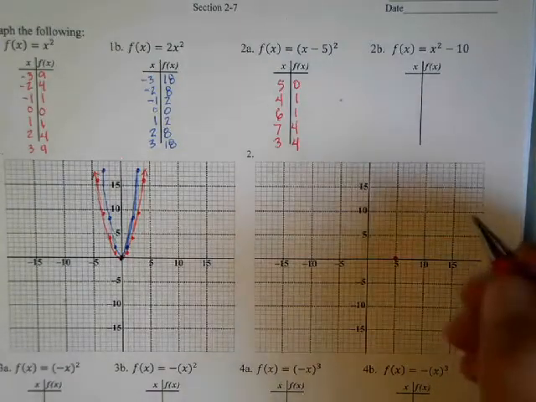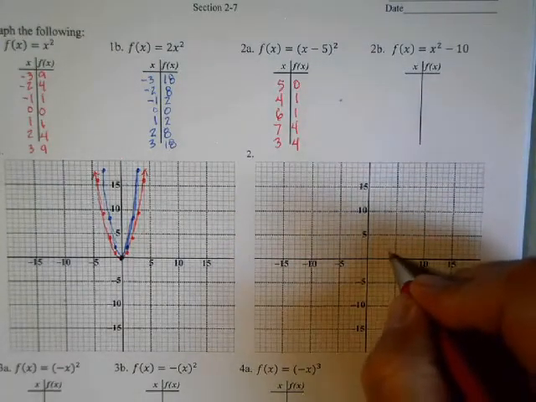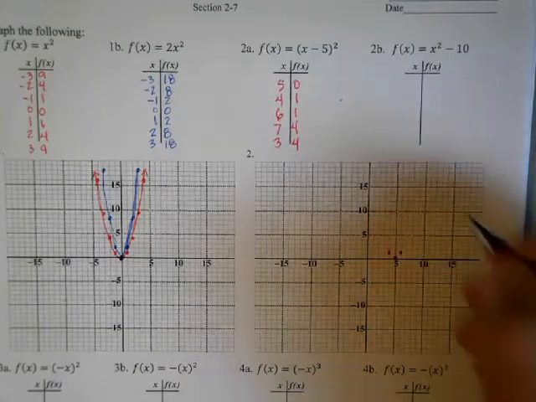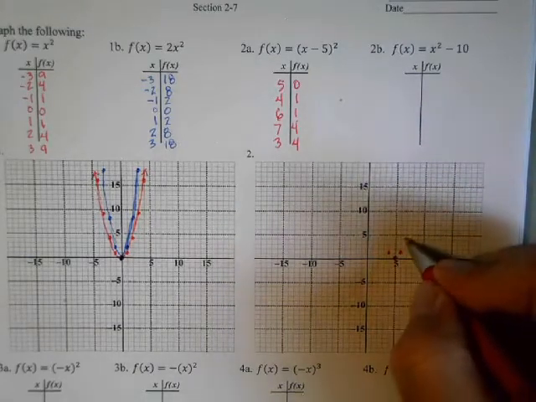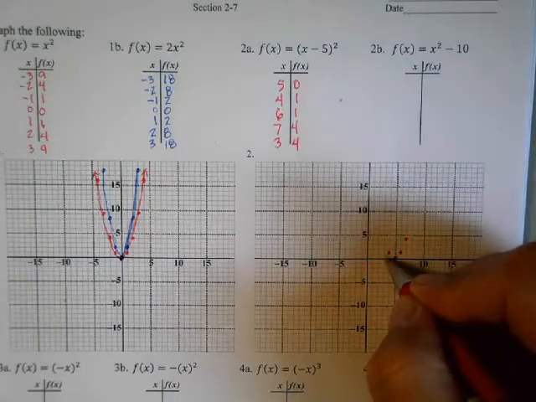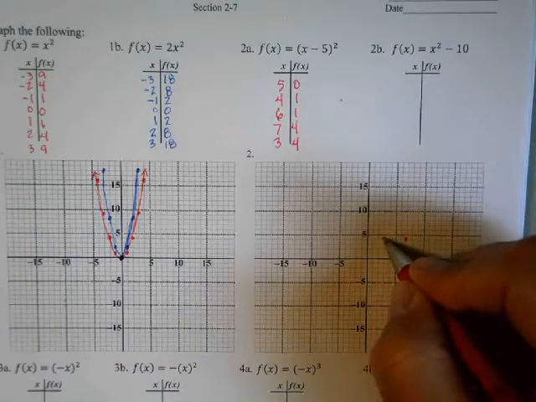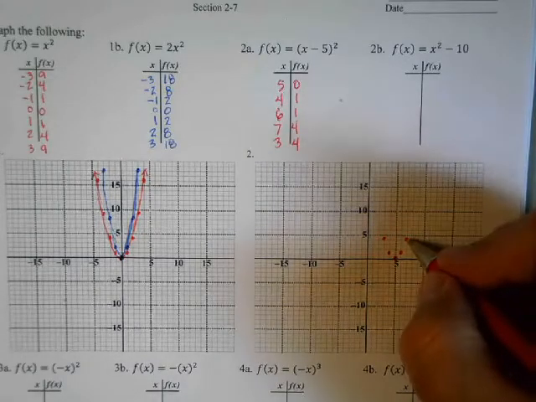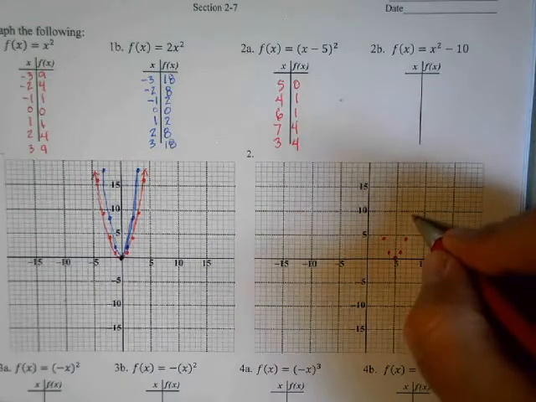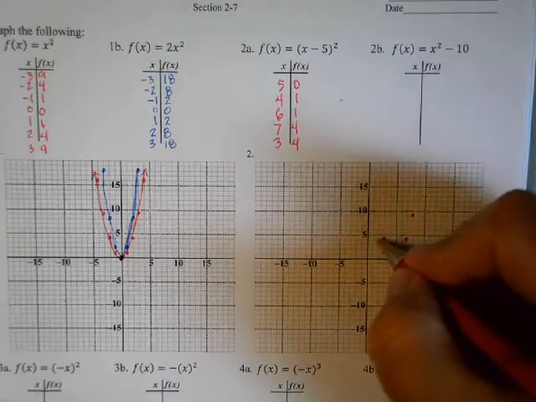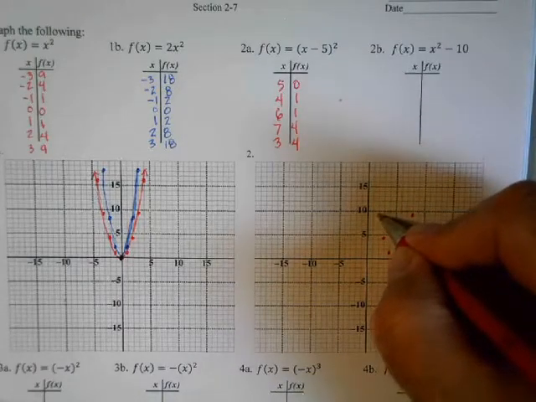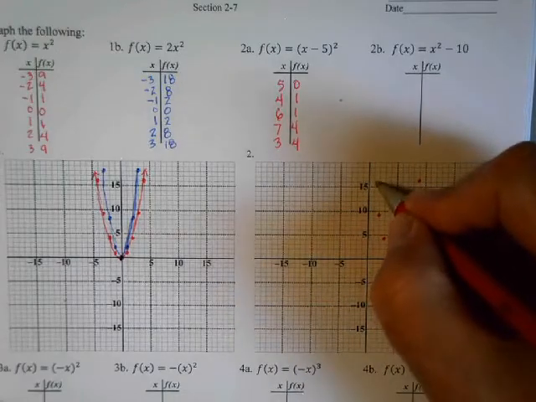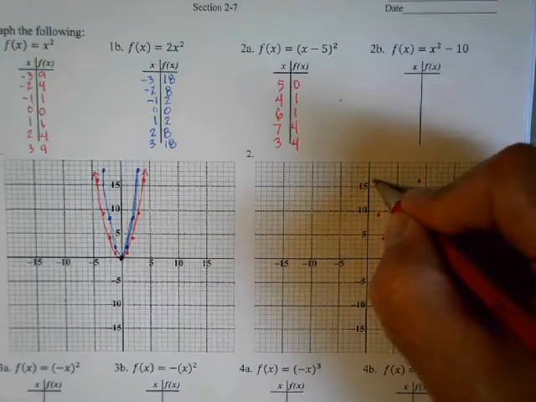And then I had 4, 1. So 4, 1. And then 6, 1. And then 7, 4. And 3, 4. And then if I had kept going, next I go over 1, but now I'm going to go up to 9. And then back 1, I'm going to go up to 9. And again, if I kept going, up to 16 now, and up here to 16. And so there's my graph.